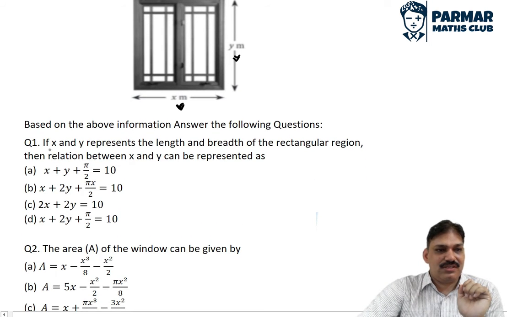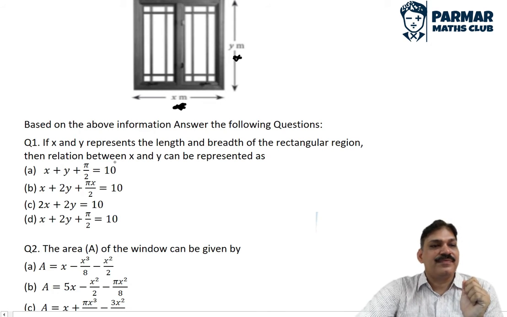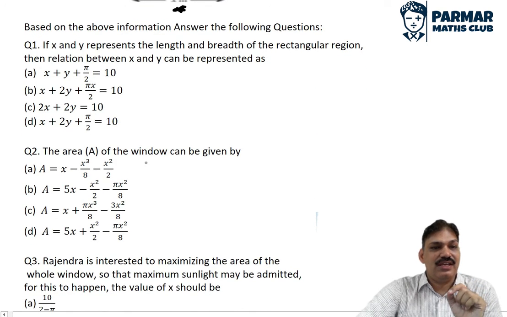Here the very first question is: if x and y represent the length and breadth of the rectangular region, and it is very clearly shown that this part is to be taken as x and this is to be taken as y, that's why the diagram here is important. Now, what will be the relation between x and y? Alright, the second question is the area of window.